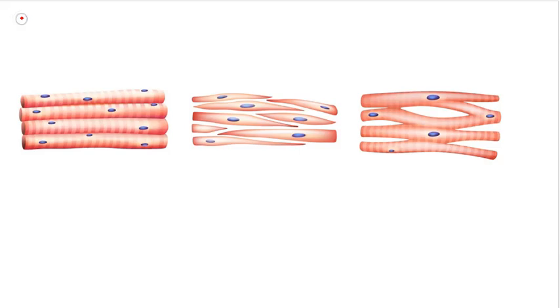Alright, now what I have on this slide are the three different types of muscle tissue we find in our body. I've laid them out here side by side and I'd like you to look at them and notice the similarities and the differences. On the left here we have skeletal muscle. Notice how its cells are arranged in long parallel rows.